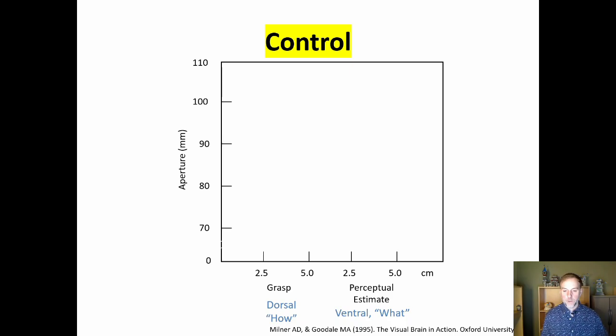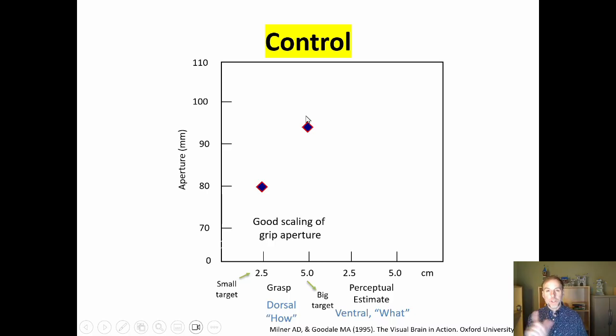Here's a control individual, so someone with a functioning dorsal and ventral stream. Let's look at grasping first. Remember, this uses the dorsal stream, and we have a small domino and a large domino. So just 2 versions. What we see is that if we give you a small object, you make a small maximum grip aperture. If we give you a large object, you make a large grip aperture. That's good. You're scaling the size of your grip aperture to these 2 objects. Instead of grasping it, we just say, well, how big do you think it is?